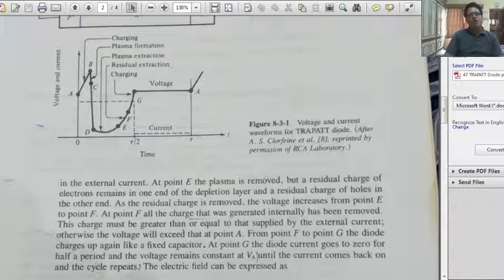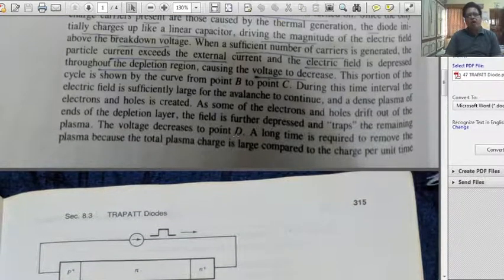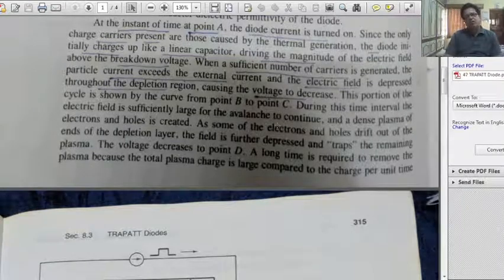Okay, so the bold curve shows the voltage and the dotted curve shows the current versus time. A, B, C, D, E, F, G, H points, we are trying to see what happens at every point. This portion of the cycle is shown by B to C. During this time interval, the electric field is sufficiently large for the avalanche to continue, and a dense plasma of electrons and holes is created.